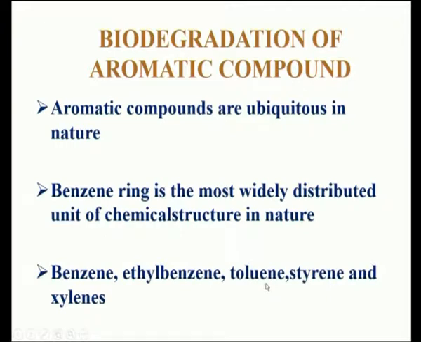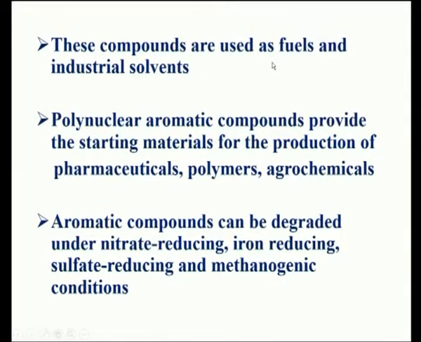Benzene, ethylbenzene, toluene, styrene and xylenes are all aromatic compounds, which may also be present in natural products as well as naturally available organic materials. These compounds are used as fuels and industrial solvents, mostly for performing industrial-scale reactions. Polynuclear aromatic compounds provide the starting material for the production of pharmaceuticals, polymers, agrochemicals. Polynuclear aromatic compounds are nothing but more than one benzene ring fused with each other, like naphthalene, phenanthrene, anthracene, or polynuclear benzene rings which combine together.